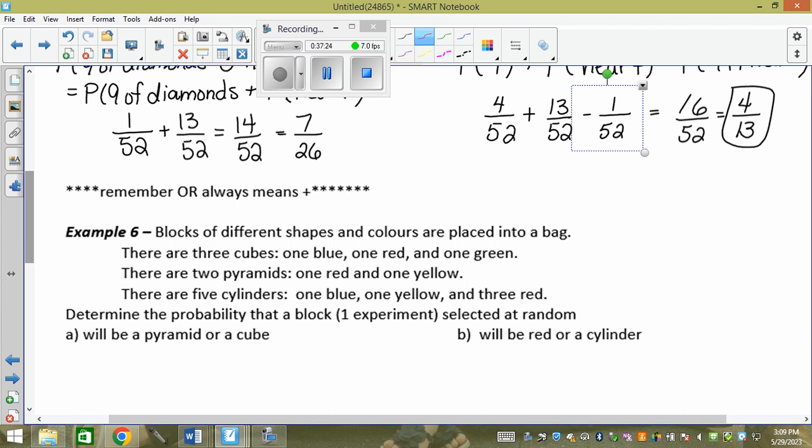Here we have lots of different shapes and colors placed into a bag. There are 3 cubes, 1 blue, 1 red, 1 green. There are 2 pyramids, 1 red, 1 yellow. There are 5 cylinders, 1 blue, 1 yellow, and 3 red. Now determine the probability that a block, one experiment chosen at random, will be a pyramid or a cube. Are there any pyramid cubes? No, there's no overlap, so nothing to subtract. Red or a cylinder: are there any red cylinders? Yes, so we're going to have to subtract.